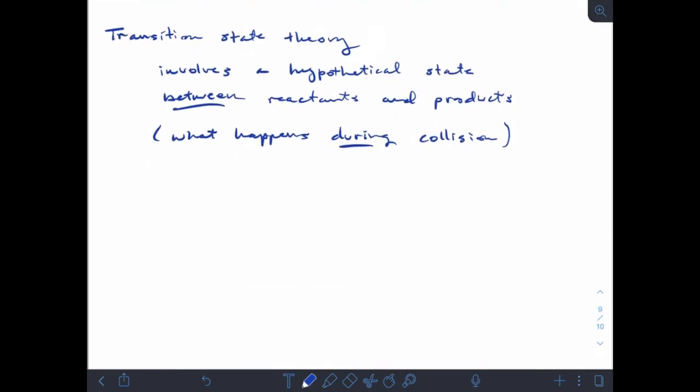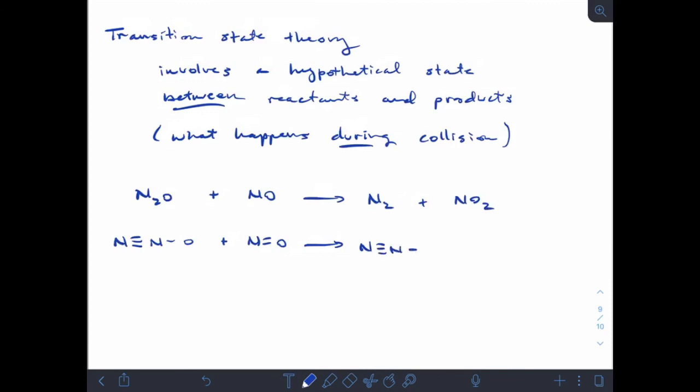So it's a hypothetical thing. Let's look at an example of how this might play out. If I have a reaction of dinitrogen monoxide plus nitrogen monoxide making nitrogen gas plus nitrogen dioxide, let's look at this in terms of some Lewis drawings. I have my dinitrogen monoxide plus my nitrogen monoxide. Those two things are going to collide, and if they have the correct orientation, we get a momentary complex where that oxygen is momentarily attached to both things.